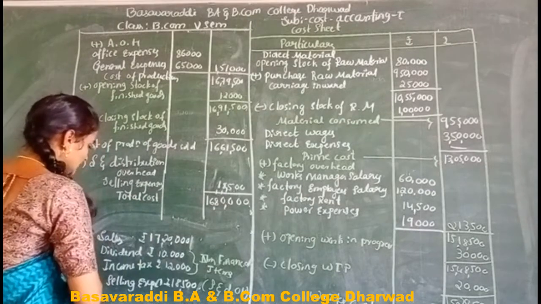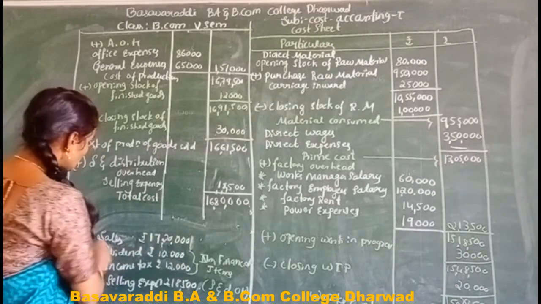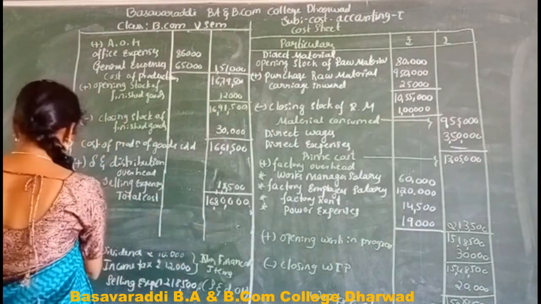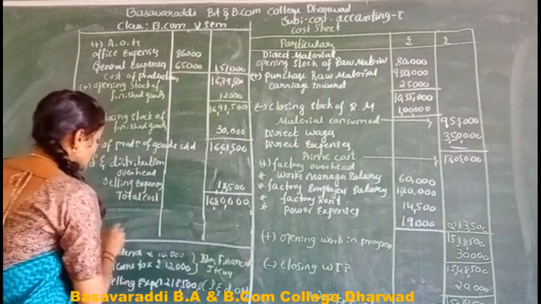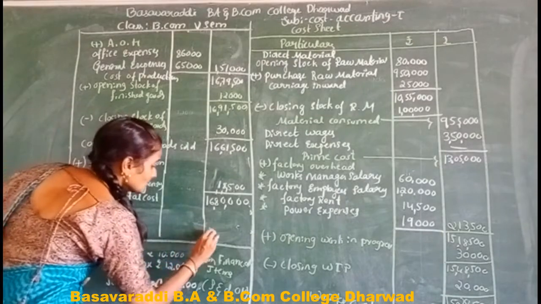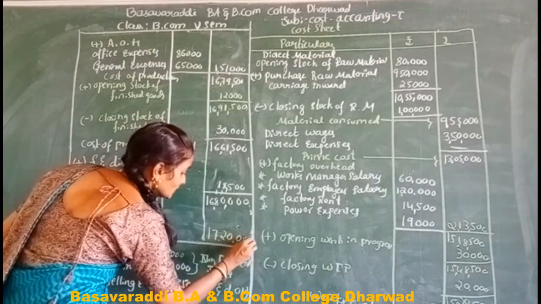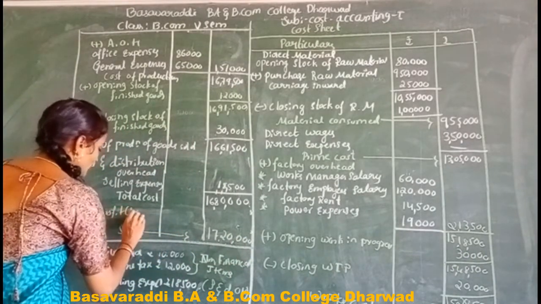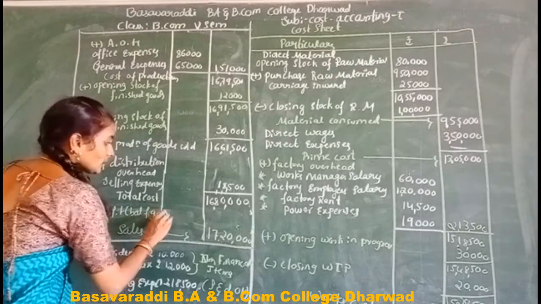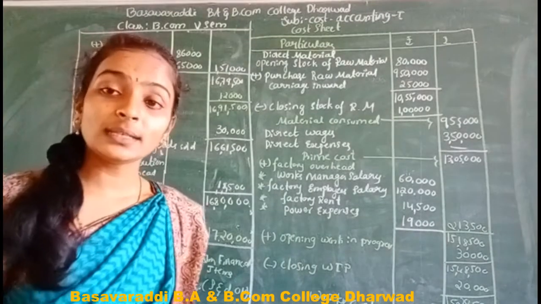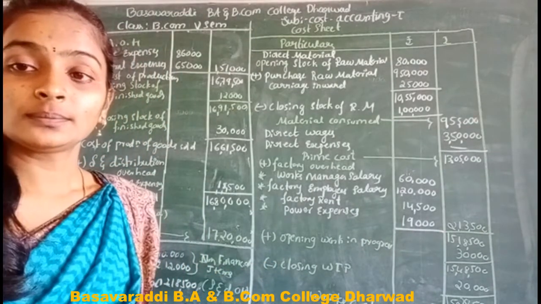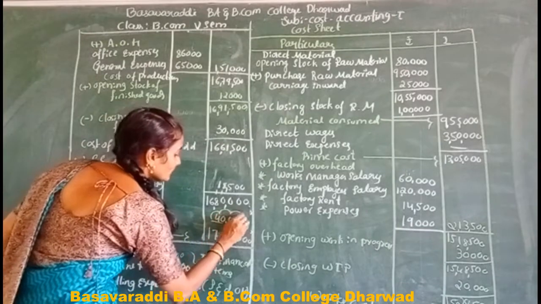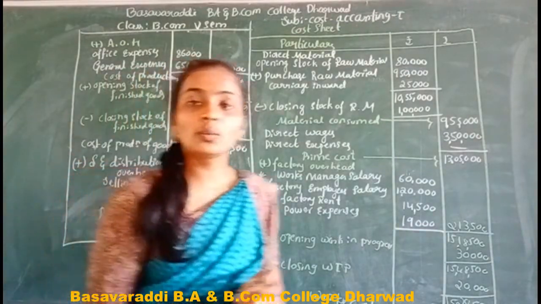Sales for the year is 17,20,000. Profit is the balancing figure: 17,20,000 minus 16,80,000, the amount is 40,000, which is called profit. I hope you understood the problem.